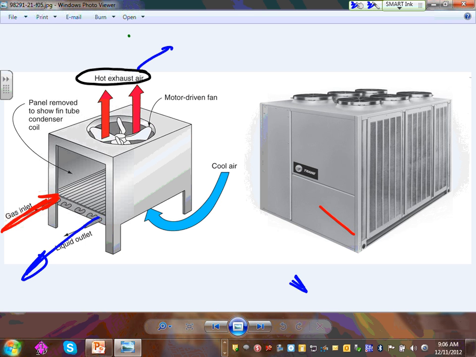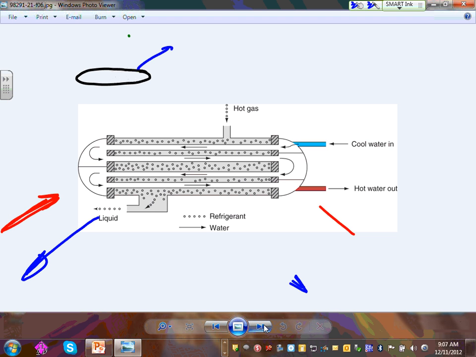So that's how they get into a whole complicated system. So that's what this condenser is doing, in this case. This is a really nice picture of it. Look at that: cool water comes in here, hot water comes out. So the hot gas comes in, and this is how they chill it with water. They chill with water.